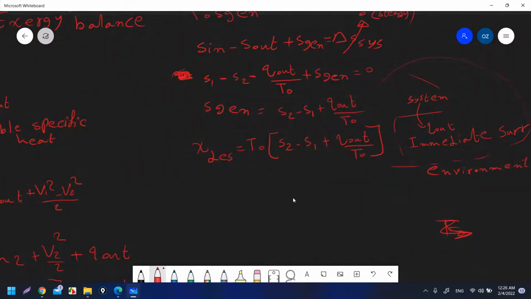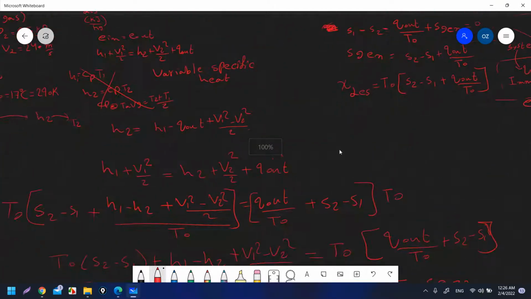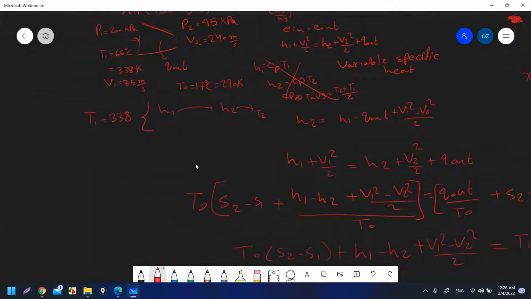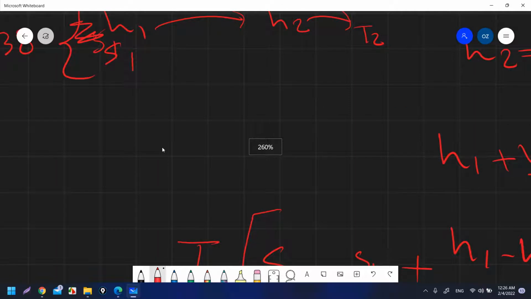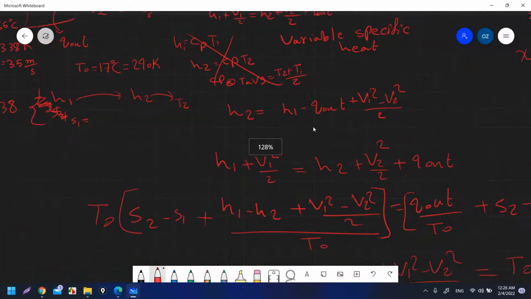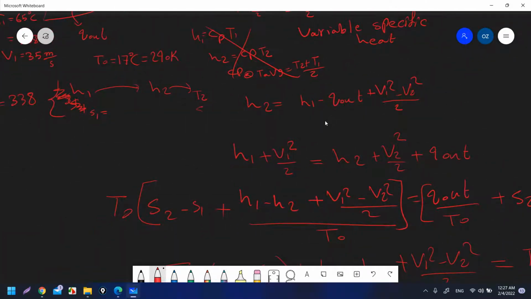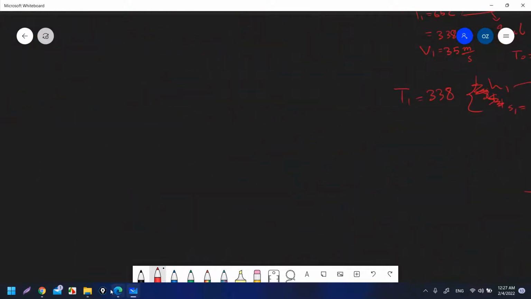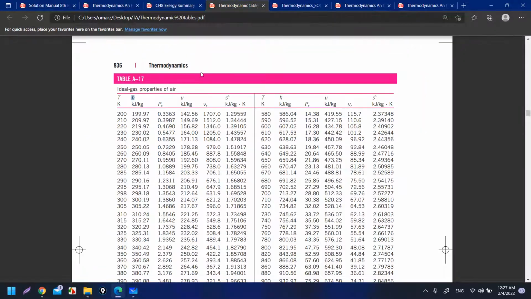Okay, for this equation I also need to find what S2 and S1. So directly from here I need H1, I need also S1. Okay, for the part 2 I need to find S1. Okay, I need to find S1 is equal to what? Okay, and also after I find H2 and I get T2, I also want to find S2. Okay, so let's use the table A17. Table A17.